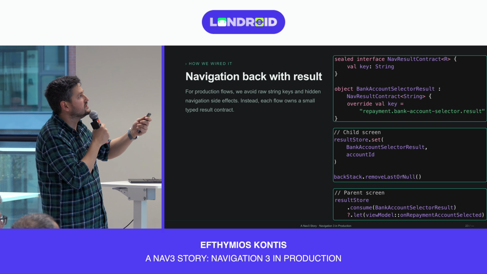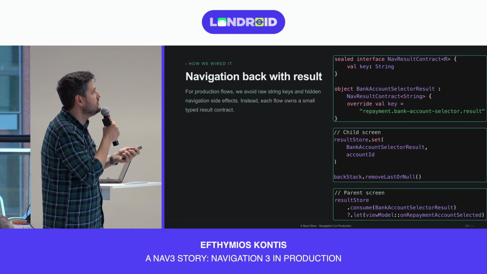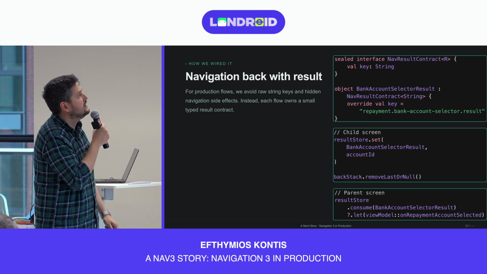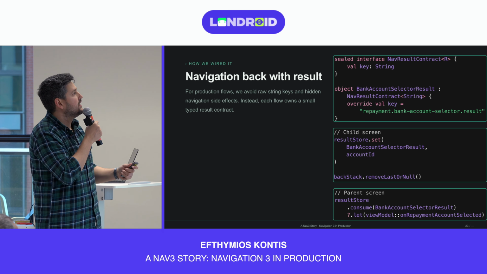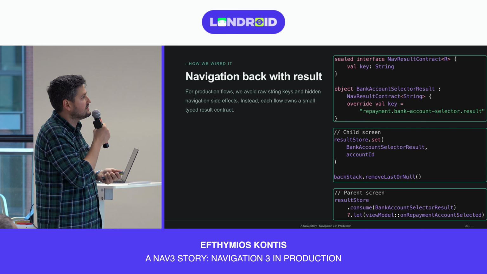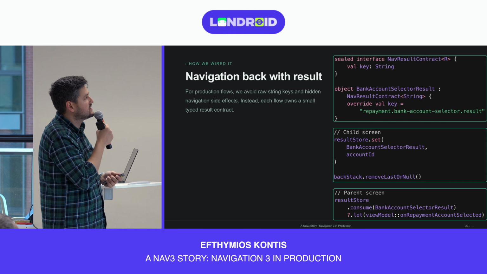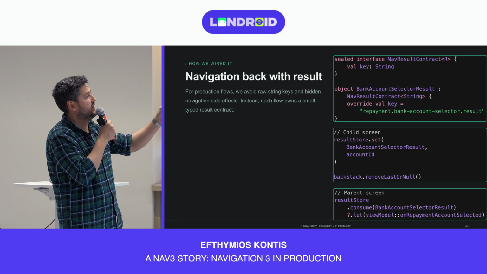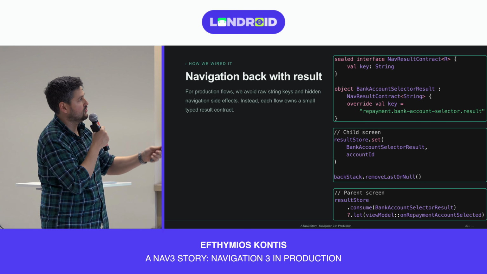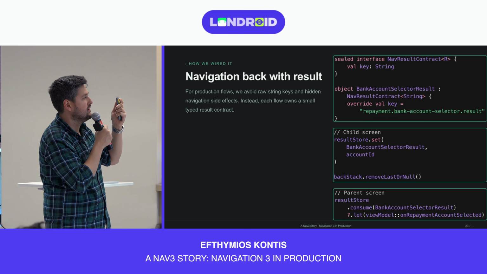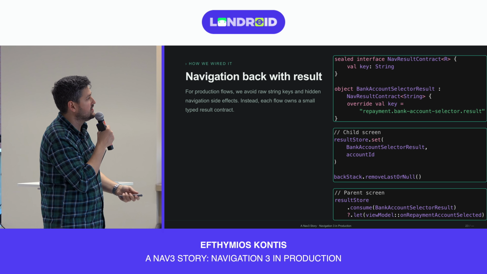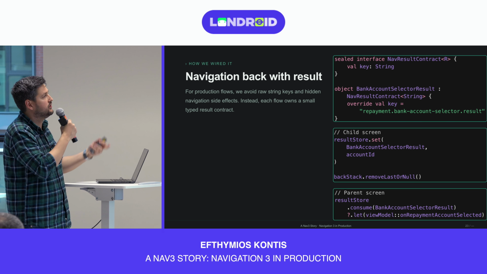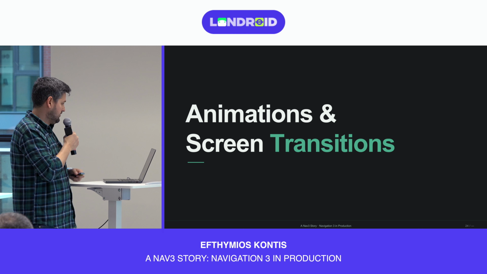The way we're approaching this at Zopa is that we have this type result contract that you see. So you see the sealed interface. It's a nav result contract with a key. Every result is required to implement that contract. We have a namespace key there. The child screen adds the account ID or the result in this store and goes back, and then the parent screen just observes this result store, uses the data and passes it to the view model or any other transaction that needs to happen.